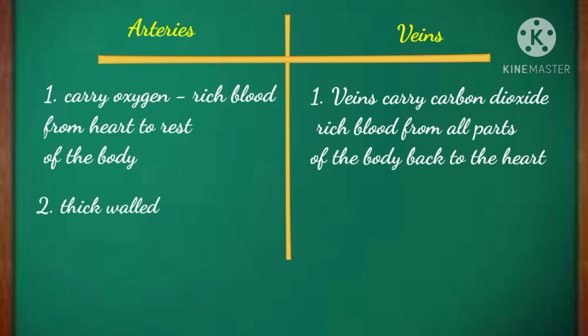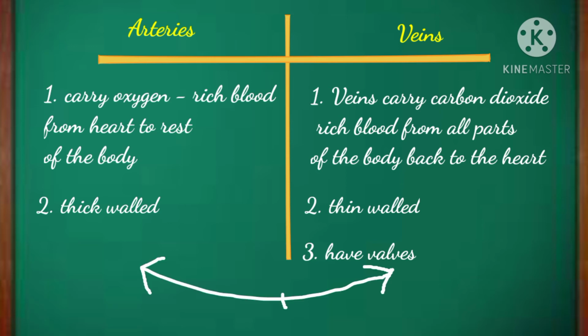Arteries are thick-walled blood vessels and the veins are thin-walled. Veins have valves to prevent the backflow of blood. The arteries and veins are connected by tiny branches of blood vessels called capillaries.